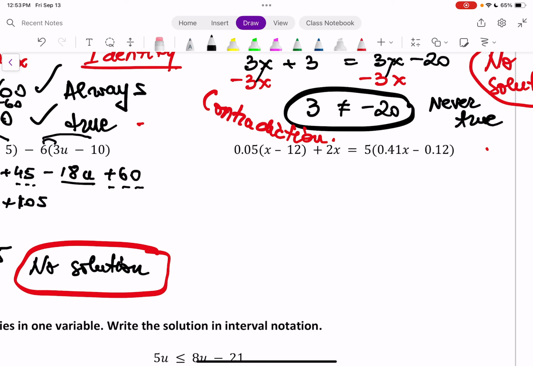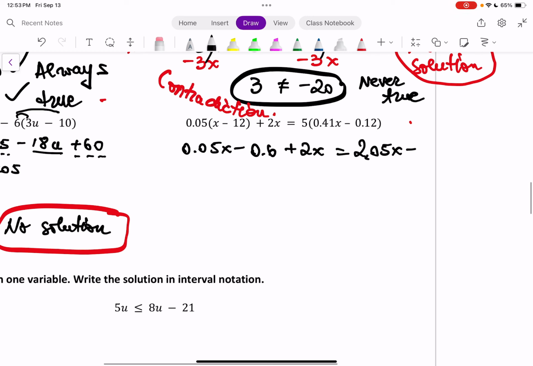All right, one more. 0.05 times 12, I believe, is 0.6, but I'll double check with my calculator. Yep. Plus 2x. 5 times 0.41 is 2.05. And 5 times 0.12 again is 0.6. So combining like terms, I get 2.05x minus 0.6 equals 2.05x minus 0.6.